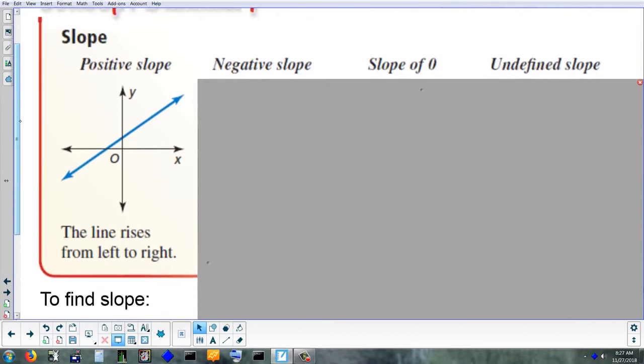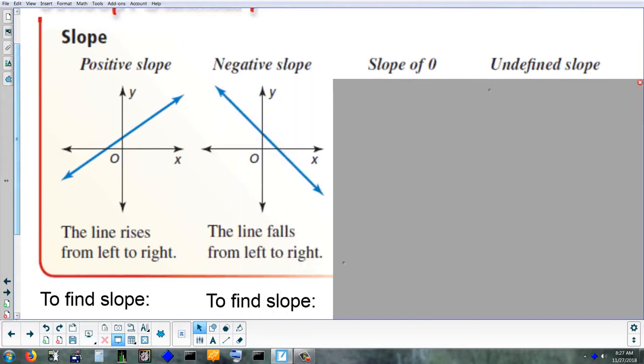There are no exceptions. So if positive goes left to right, what about negative? So there's your negative, right? The line falls from left to right, or it goes down to the right. When I'm looking at slope, I always base it on going to the right. Positive, up to the right. Negative, down to the right. I always base it on going to the right.